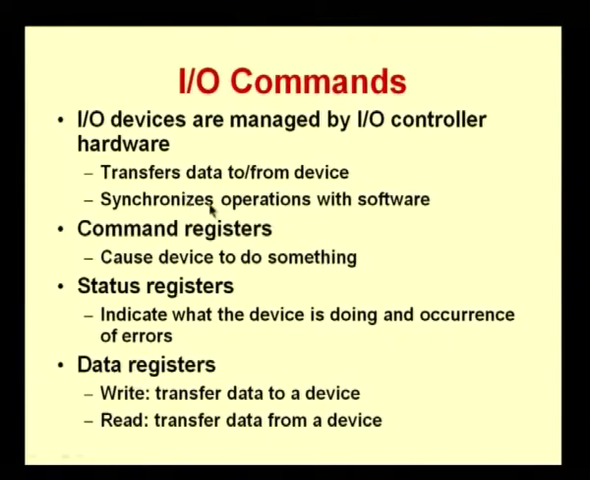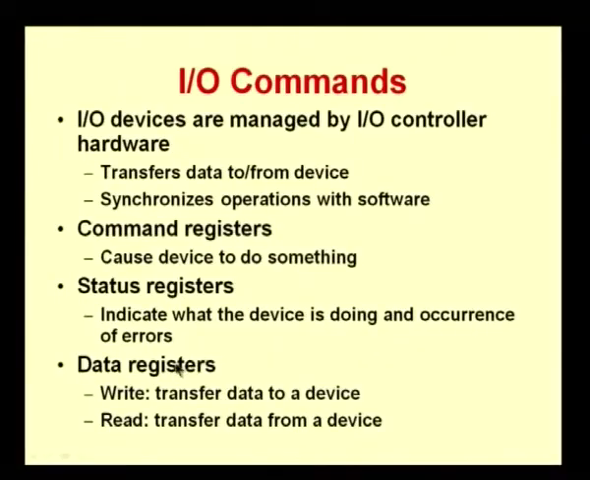And then we have these status registers which will indicate what the device is doing and the occurrence of errors. If an error has occurred on a particular input or output device, it would have set some bit in the status register. So, the processor can always read the status register and find out if something has gone wrong and what has gone wrong. And the data registers are the ones which are actually used to transfer the data to the device. Normally, there are separate write registers and read registers if it is an input cum output device. If it is an input only device or an output only device, then you will have only one set of registers, either read or write registers.